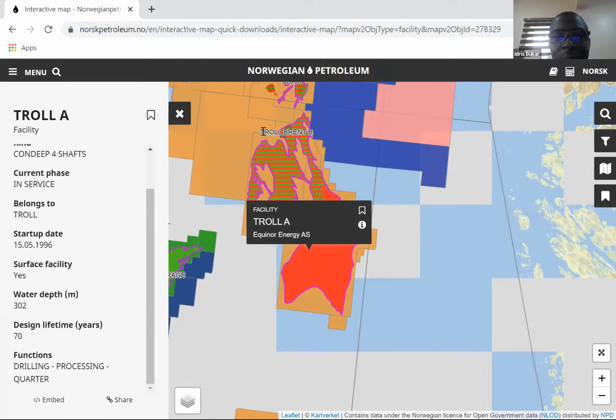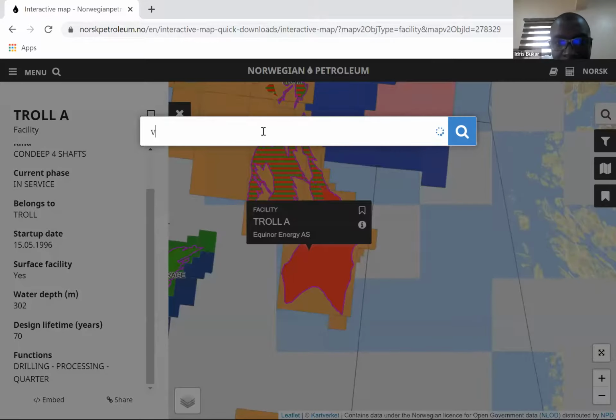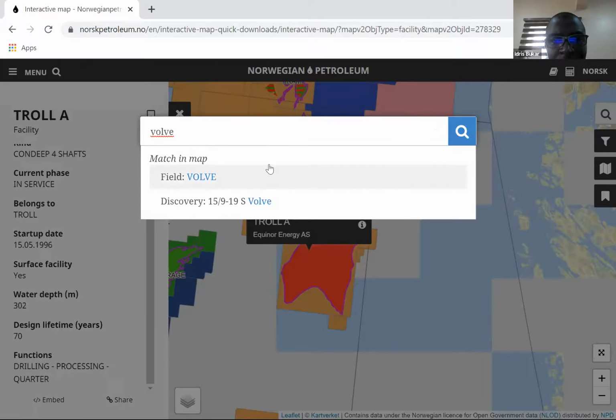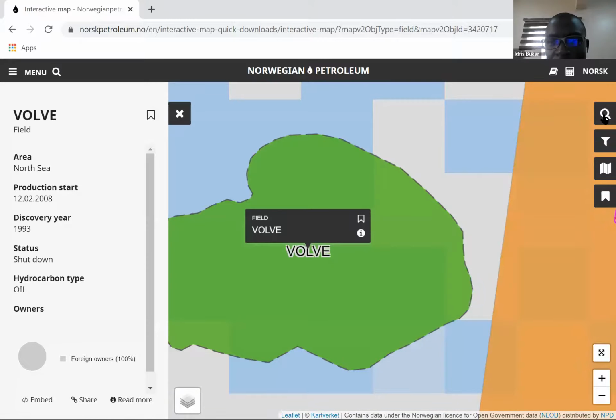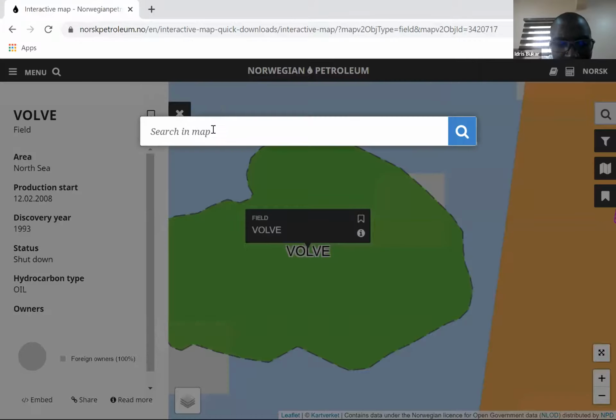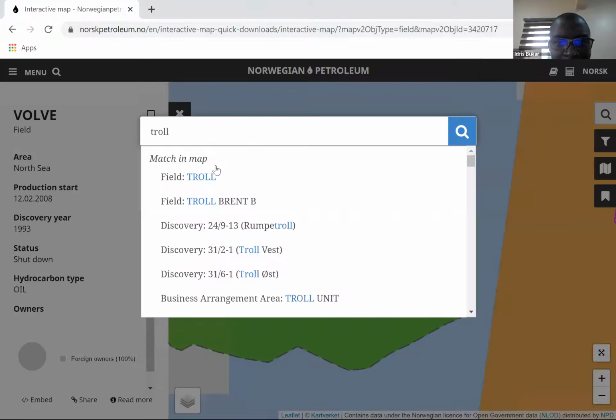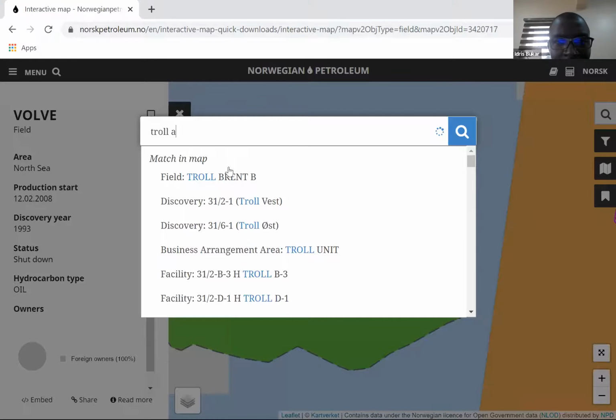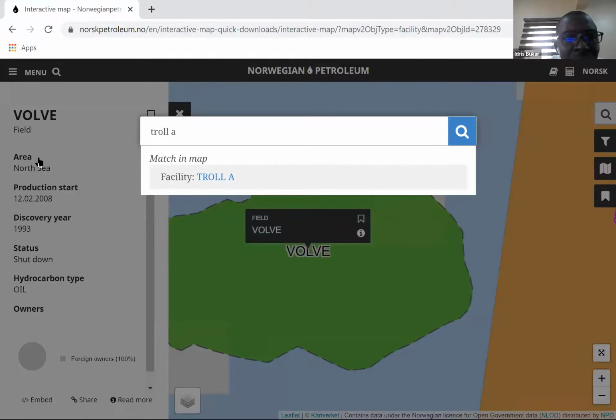And also the Volve field, which I showed just now, you can also find... oh yeah, I just saw something. Let me go back to some of the details about the platform.